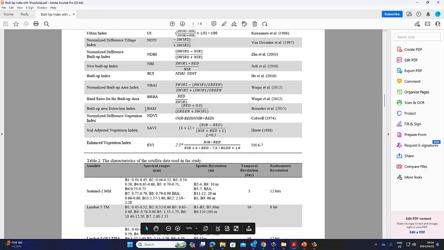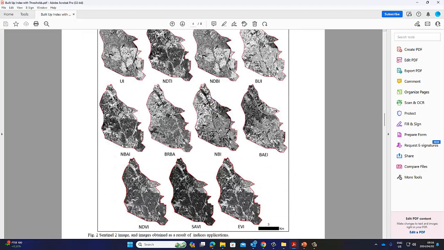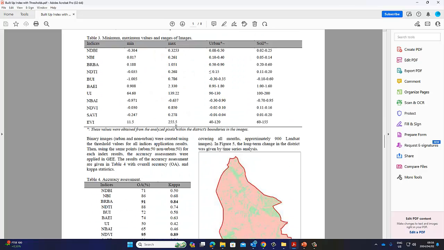So the build-up extraction index is BAEI and the band ratio is BRBA. Let me just write it down: BRBA and then the BAEI. The BRBA is the one that is most efficient at differentiating between bare soils and build-up areas. His region of interest looks like this, and the one that we've just done, the build-up area extraction index, is this one.